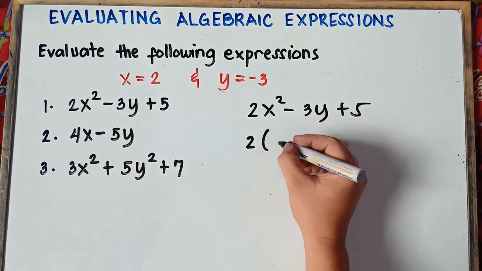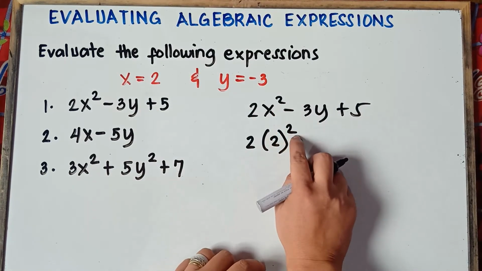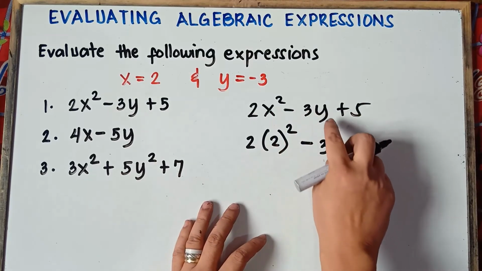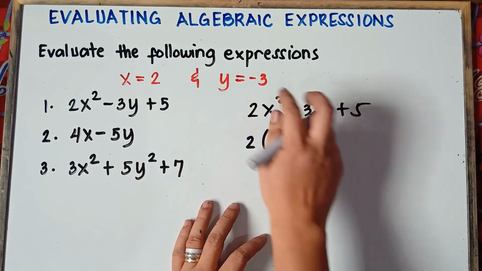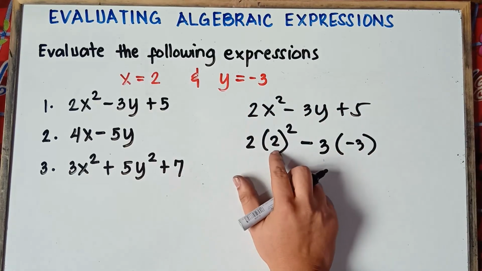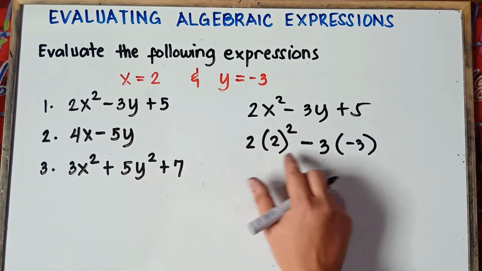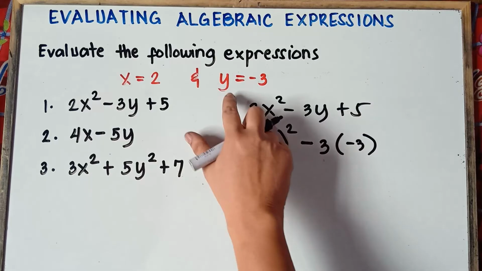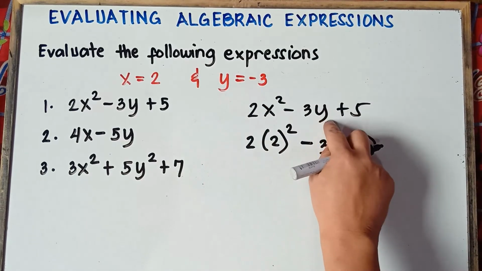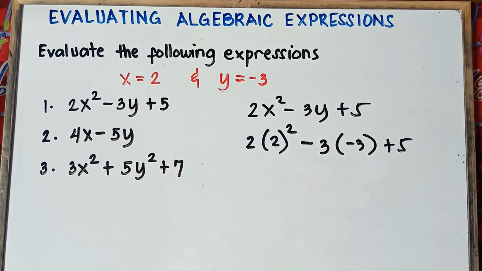So we put parentheses and then positive 2, then squared. Once again, just do not forget squared. Copy minus sign, and then copy 3. Now the value of y, that would be negative 3. So you put parentheses and then negative 3. Once again, because this 2 came from the x value, substitute the value of x, which is 2. And then this negative 3 came from the y value, so simply substitute the value of y, that is negative 3. And then copy plus 5.